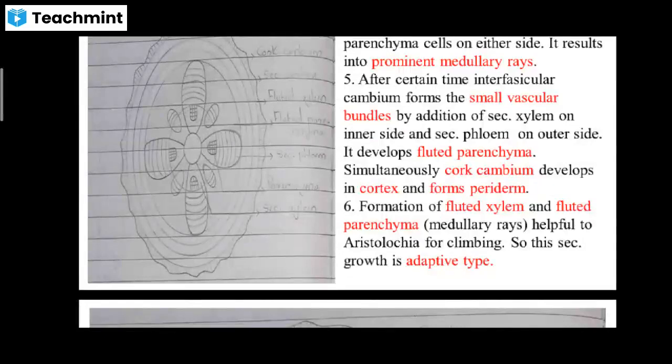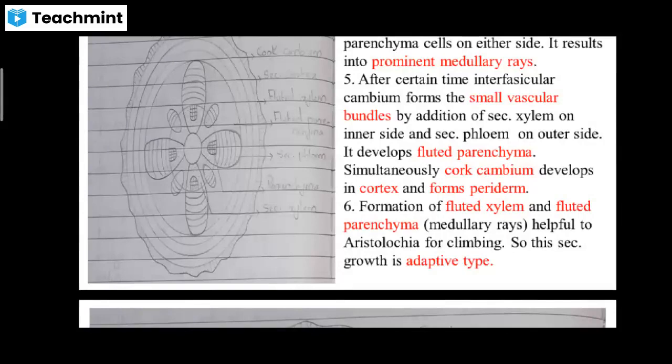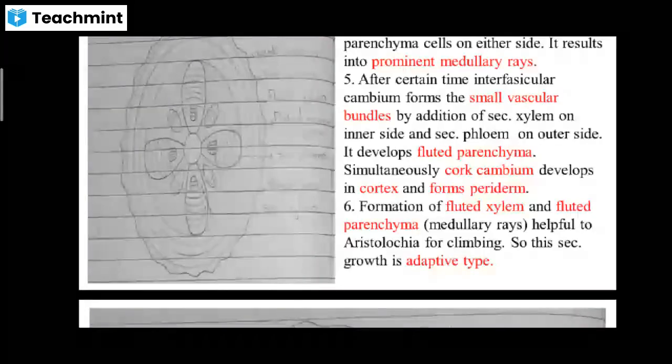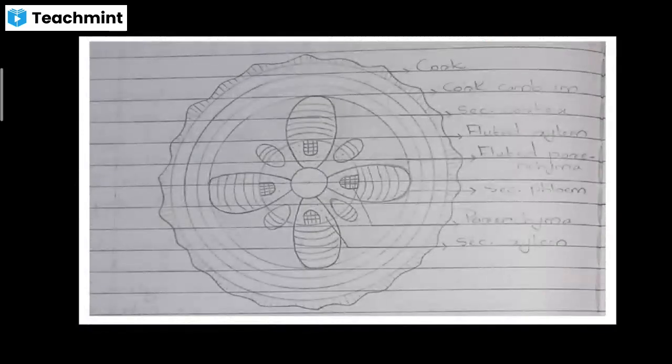It is normally a climber plant, but due to this anomalous secondary growth, it can develop some fluted xylem and fluted parenchyma. So the mechanical strength of this plant will be developed. Ultimately, this plant will use these characters for climbing on another plant. So this is the adaptive type of anomalous secondary growth.